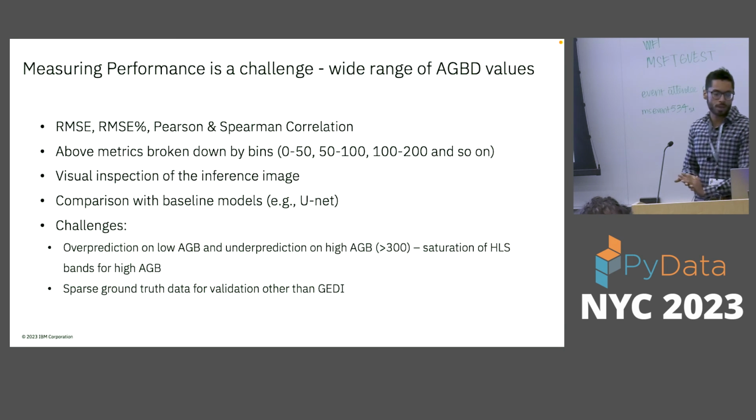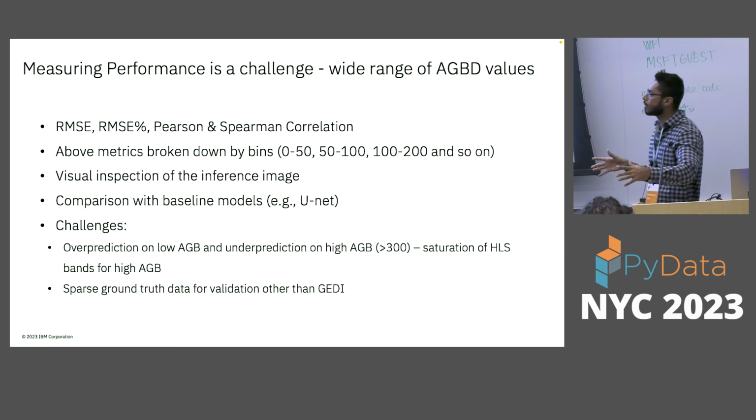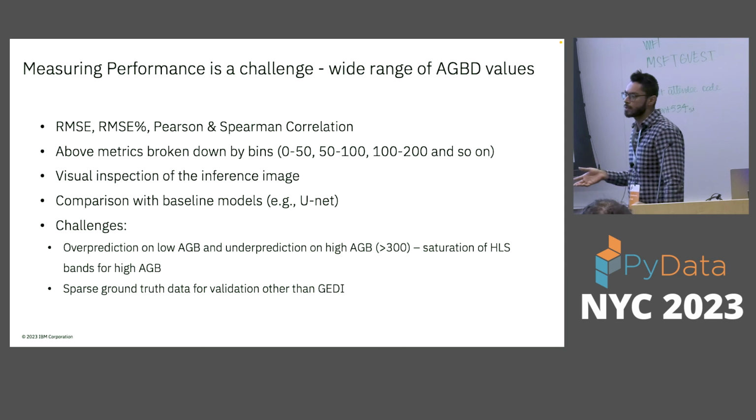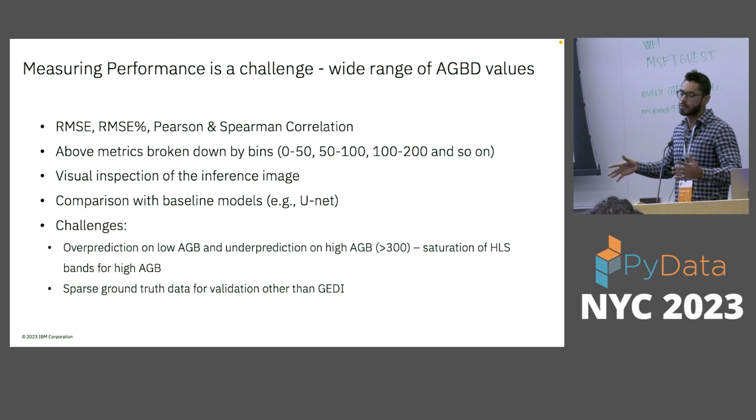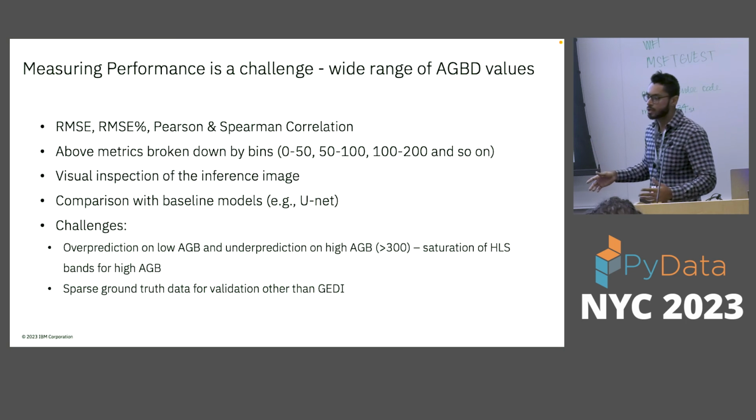We also compare the results of the foundation model against some baseline models, for example UNet. UNet is a very common CNN-based deep learning framework, which can be used for classification and regression. So we train a normal UNet, and we measure our performance against this model. And some challenges that we have are, as I said, that biomass has a very wide range.